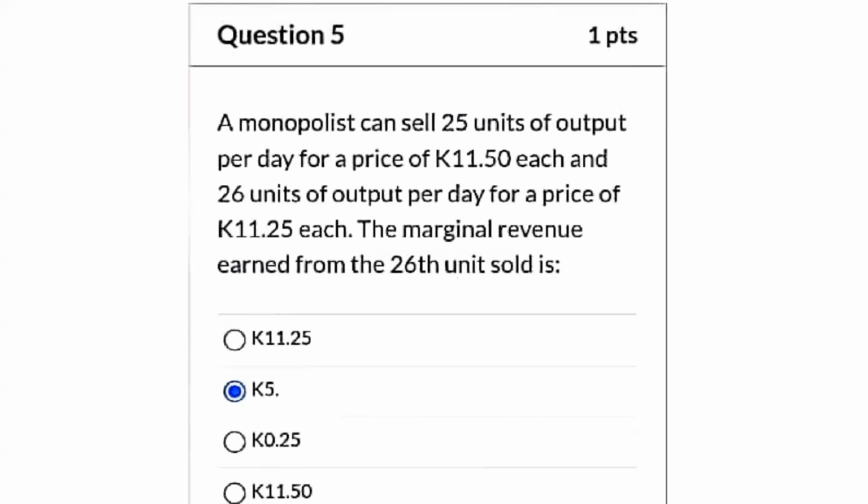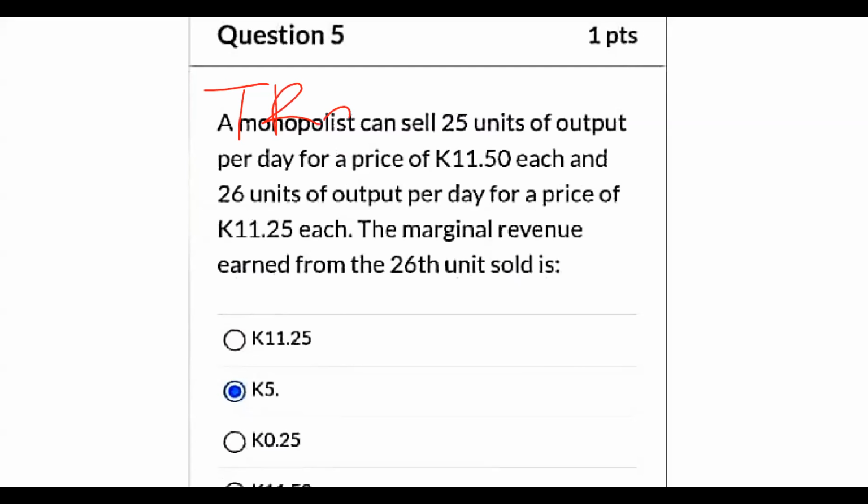A monopolist can sell 25 units of output per day at the price given, and 26 units of output per day for a price of 11.25 each. What is the marginal revenue from the 26th unit sold? Remember how we find marginal revenue, which is the change in total revenue: total revenue 2 minus total revenue 1, over output 2 minus output 1.